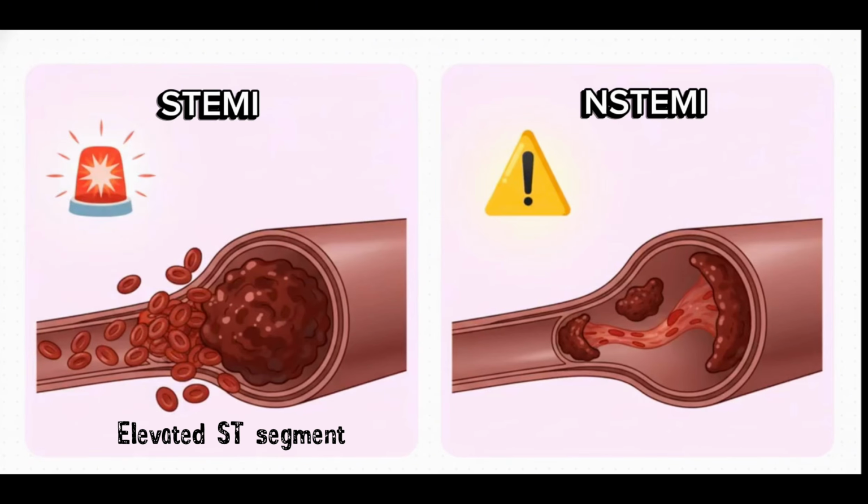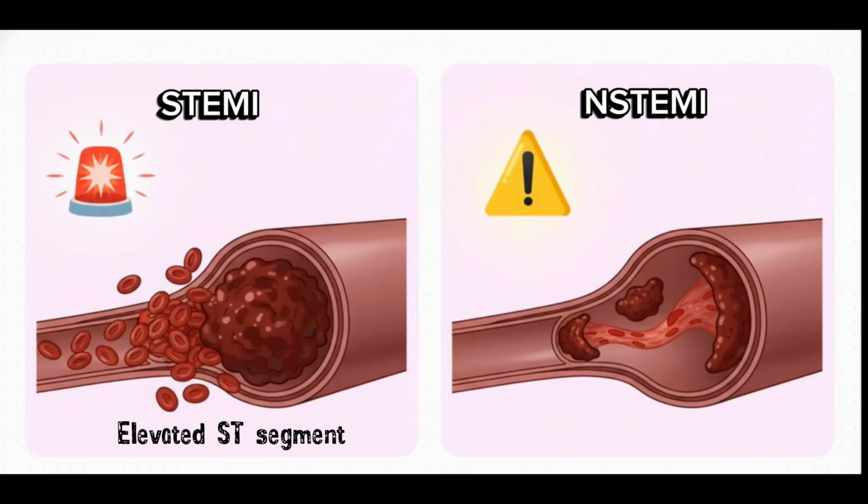So, how is a heart attack diagnosed? It starts with a physical exam, reviewing a patient's history, identifying risk factors such as hypertension or diabetes, and assessing presenting symptoms like chest pain, nausea, or shortness of breath. From there, we obtain an ECG.